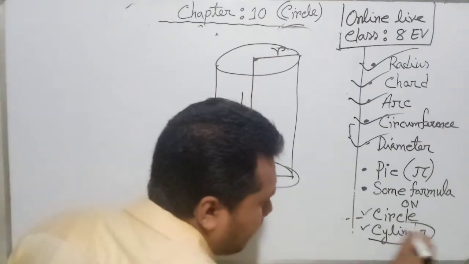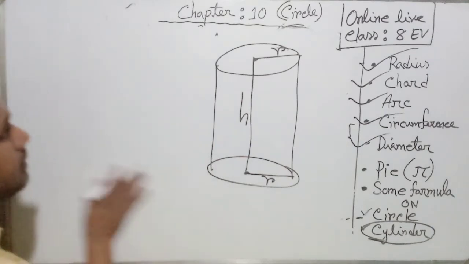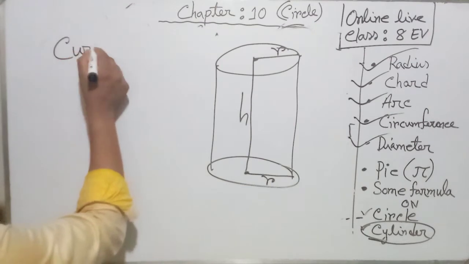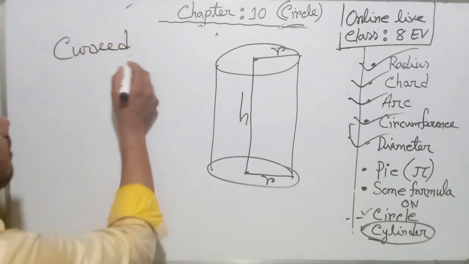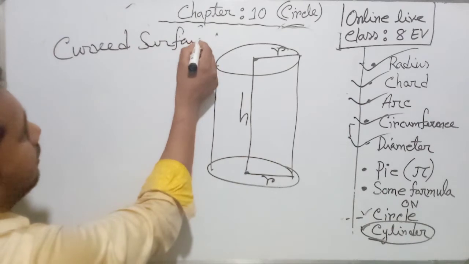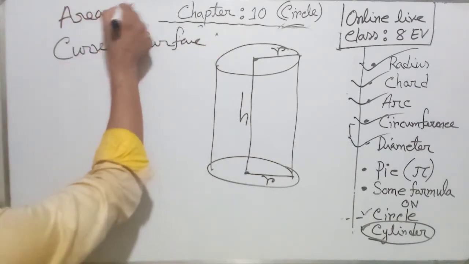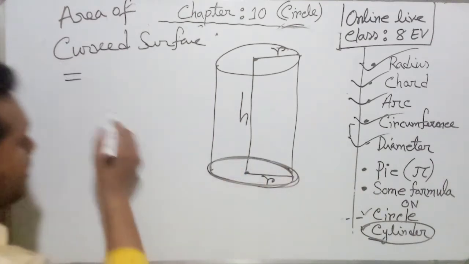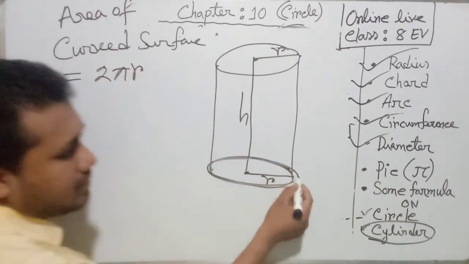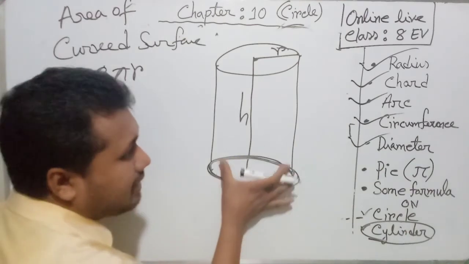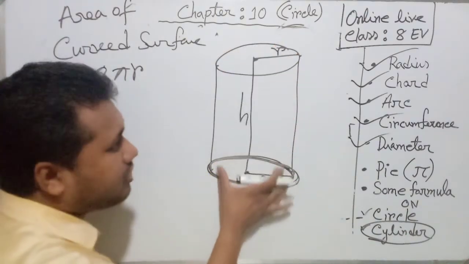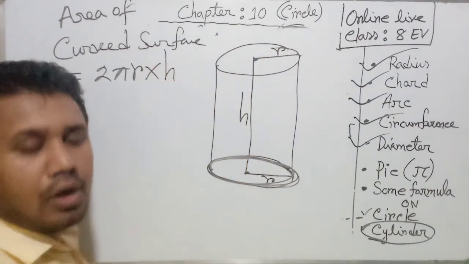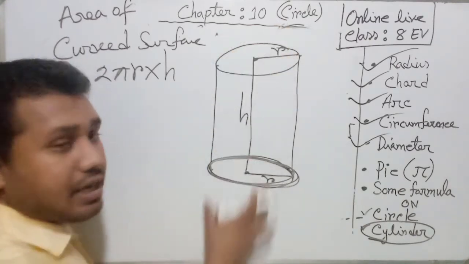Now for the cylinder we can write the whole surface. There are three parts. One, curved surface. Now we can write the area of the curved surface. This is our circumference, so circumference indicates 2 pi r, and this is multiplied by h. Suppose h indicates height. So 2 pi r into h, or you can say 2 pi r h. This indicates the curved surface.